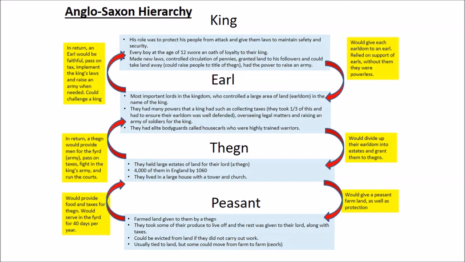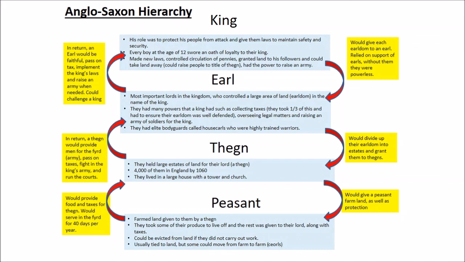So he would give, down the side, an earldom to an earl. He relied on his earls, because without his earls, he was absolutely powerless. He could not go and fight an enemy if he did not have his earls by his side, okay? Earls, of course, most important lords in the kingdom. They held a large area of land known as an earldom. There was about 6 of these earls in England. They were often competing with each other over who could be the most powerful. By far the most powerful one was the Earl of Wessex, which at this point was a man called Godwin, who we're going to look at today, actually. Just after this, we're going to look at Godwin.